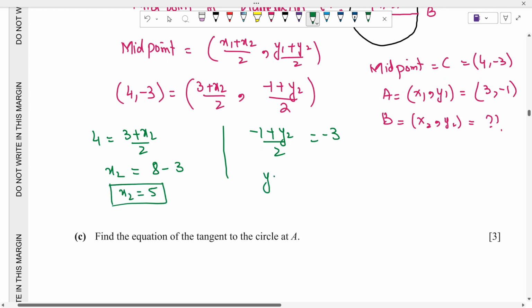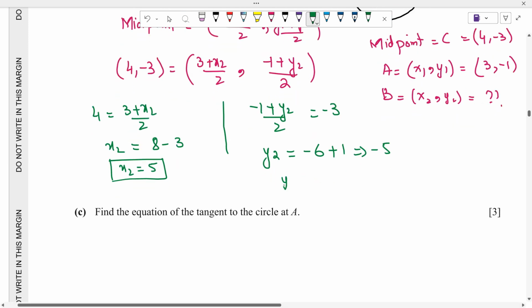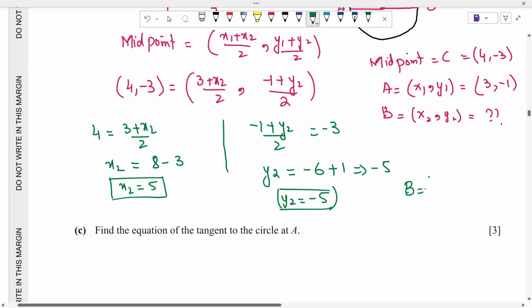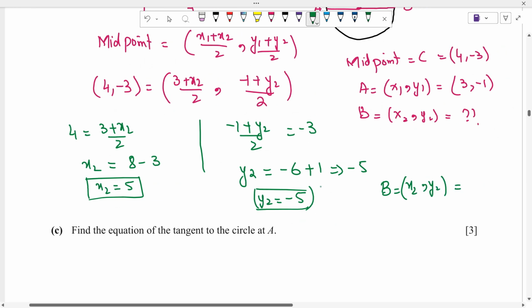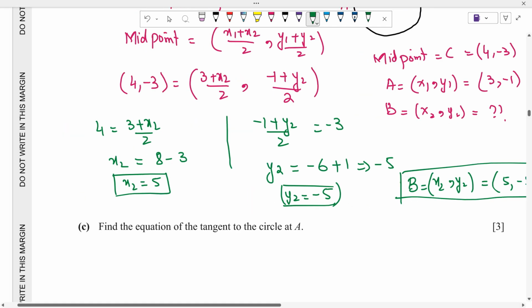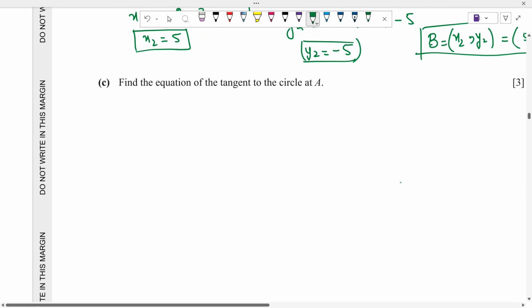And solving this one, we will have y2 equal to -6 plus 1, which is equal to -5. So y2 is equal to -5. So B coordinate will be equal to (x2, y2), which is (5, -5). So we have calculated the coordinate of B. Now let's move to part C.